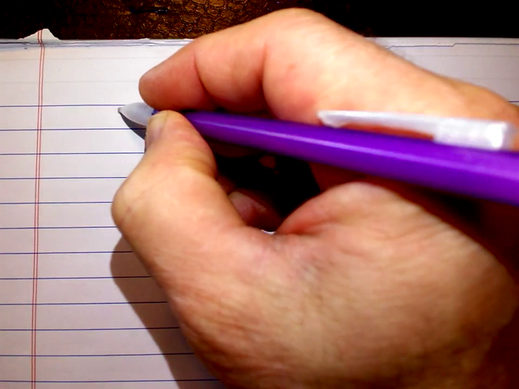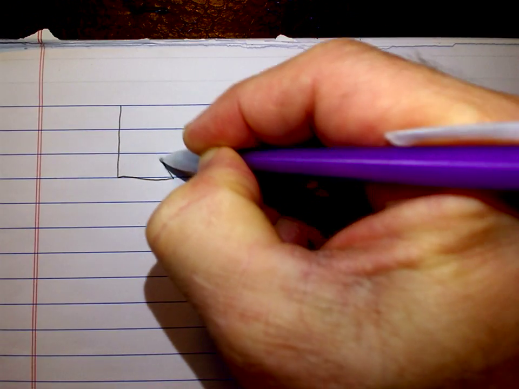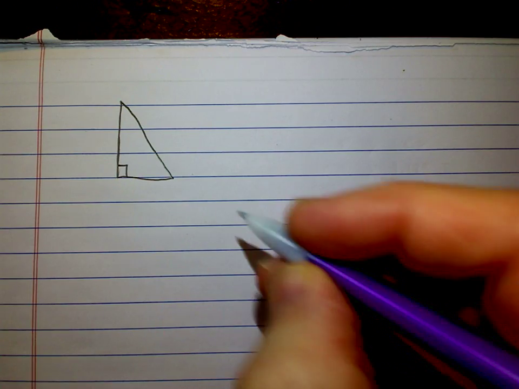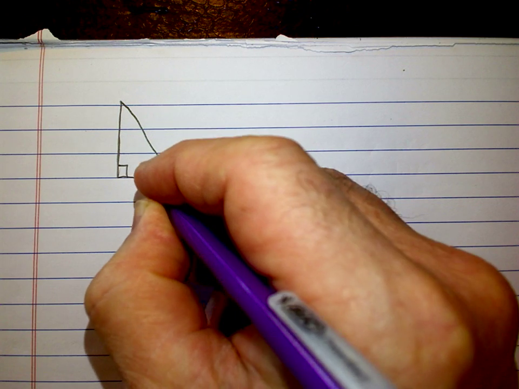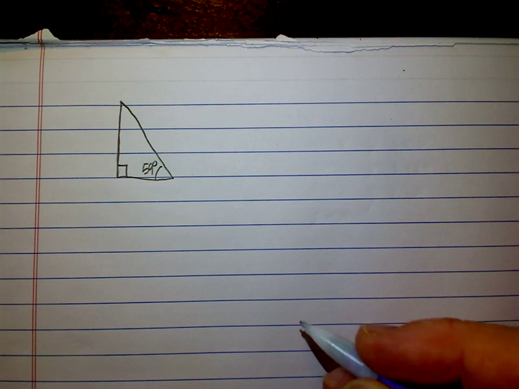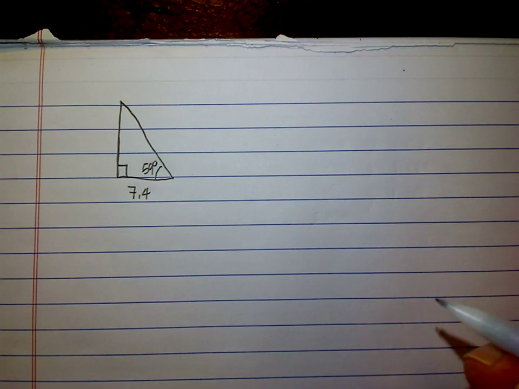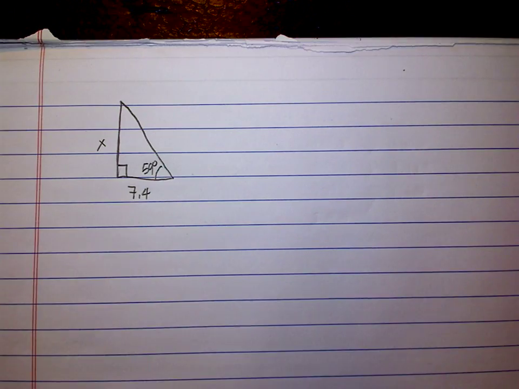So let's take a look at an example here. If we have a right triangle, and we're given that this angle here is 59 degrees, and the length of this side is 7.4, and we're looking to find this length over there, what we're going to use is our trig ratios. Okay? So remember the steps for this.